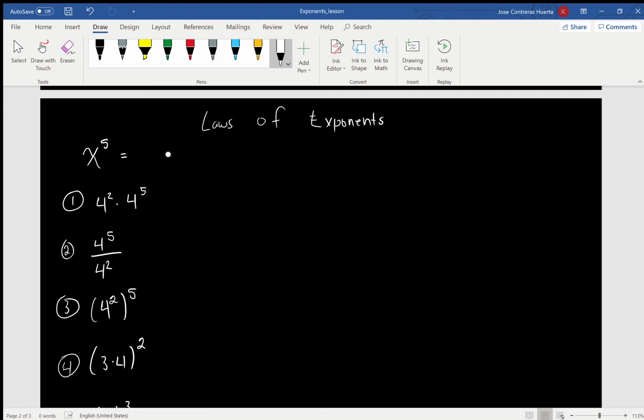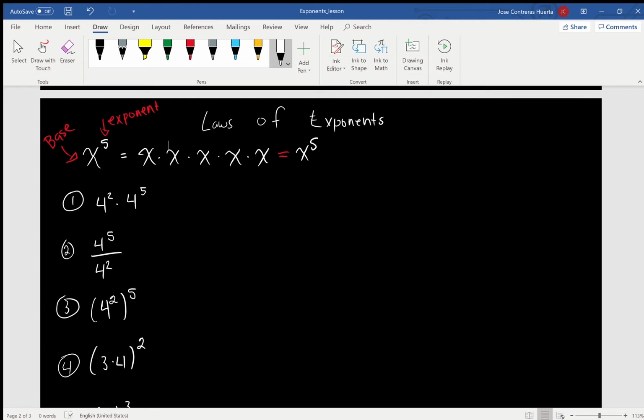Well, this basically means that you have 5 x's, or you have x times x times x times x times x, because this number right here, known as the exponent or power, tells us how many times we have the base times itself. So we have the base times itself 5 times: x times x times x times x times x. And you can also go backwards. If you have 5 x's being multiplied times each other, that is the same thing as saying you have x to the fifth power.